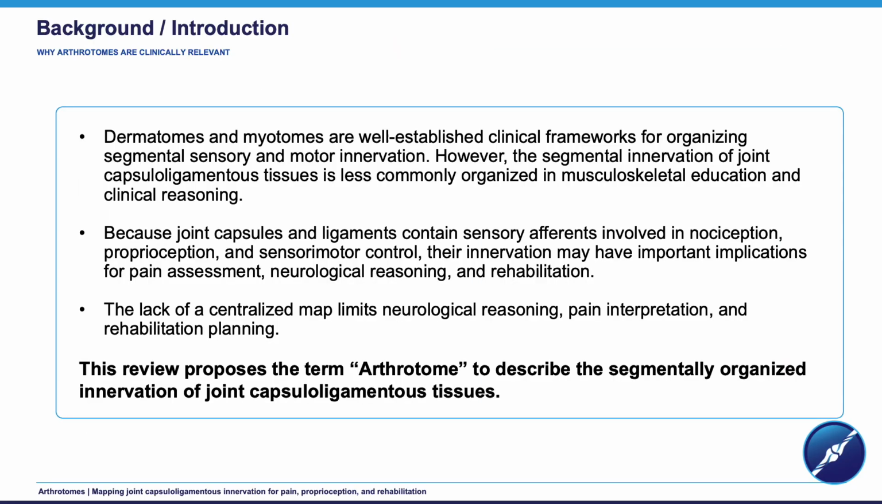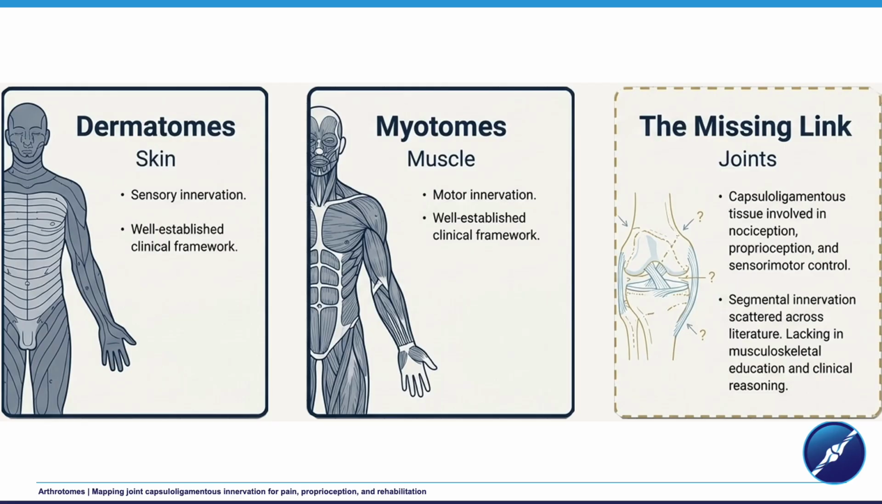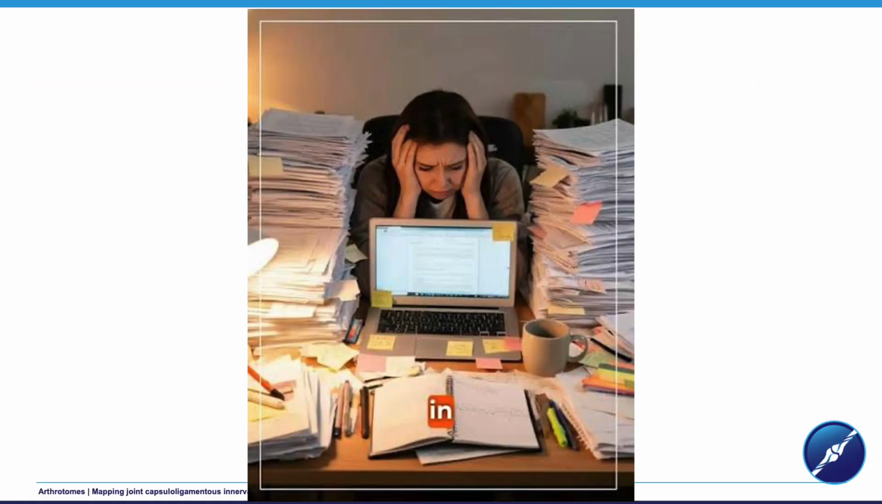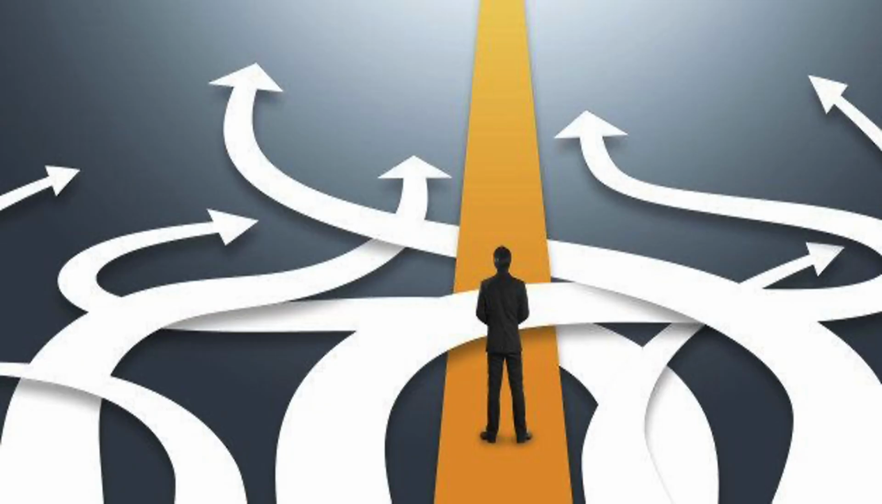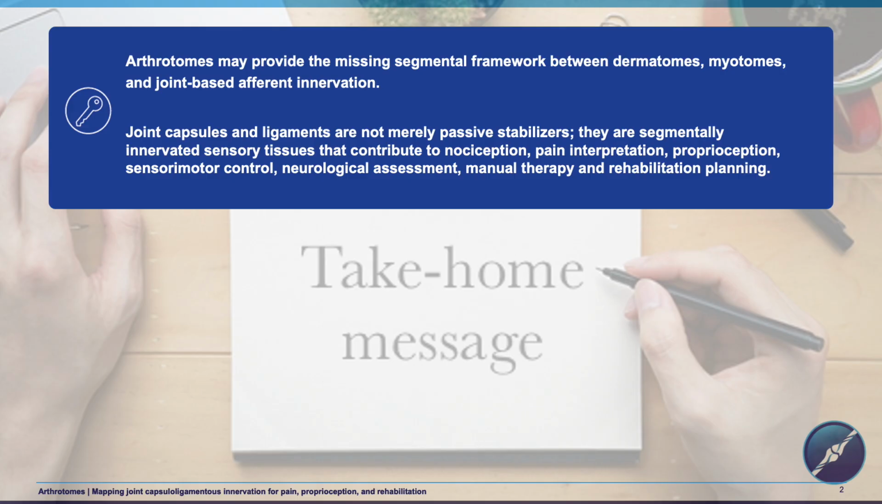This project started with a simple question. Clinicians are very familiar with dermatomes and myotomes. Dermatomes help us organize sensory information from the skin. Myotomes help us think about muscles and movements. But what about the sensory innervation of joints, ligaments, and joint capsules? This information exists, but it is scattered across anatomy, neurophysiology, and clinical literature. It is rarely organized in a way that is easy for us to use in clinical reasoning. This review proposes the term arthrotome as a descriptive framework for that missing piece.